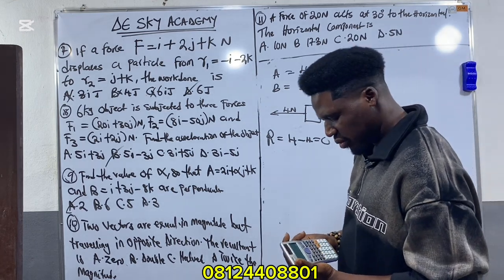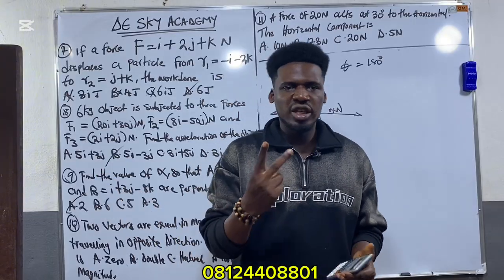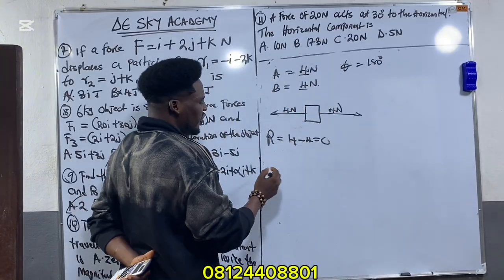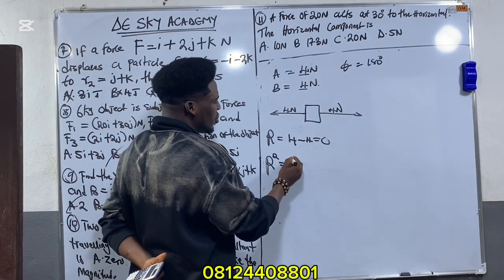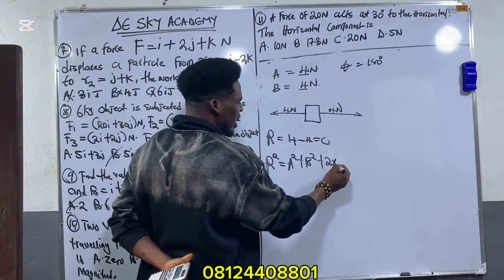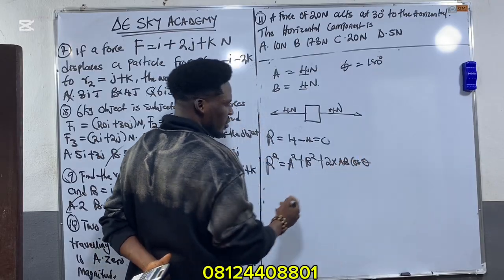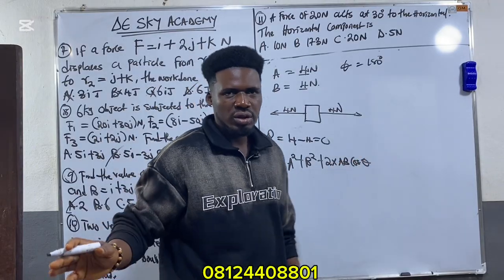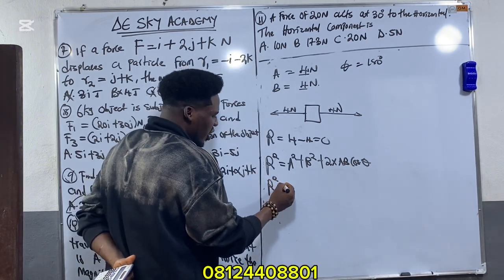Any question you want to solve related to vectors, especially one that has two magnitudes, this is the formula you apply. The resultant vector R squared is equal to A squared plus B squared plus 2AB cos theta. This is how to find the resultant for any vector at all. So I will now have R squared, let's calculate it.